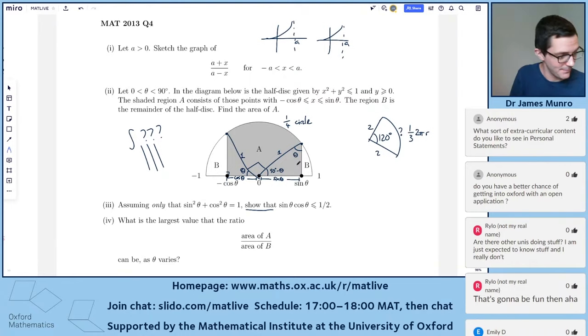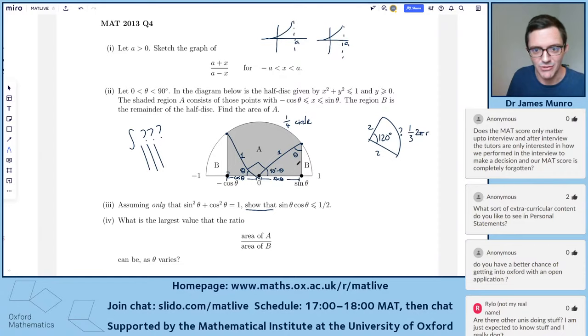Math score does matter after interview as well. That's a sentence I'm going to say. We look back at your UCAS form, application, everything we know about you, and your math score when we make the final decisions.